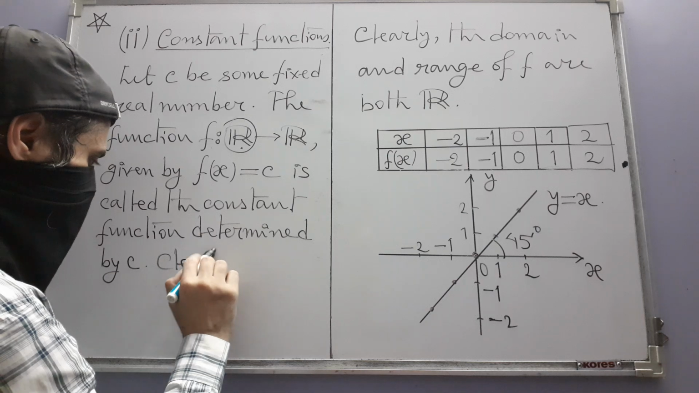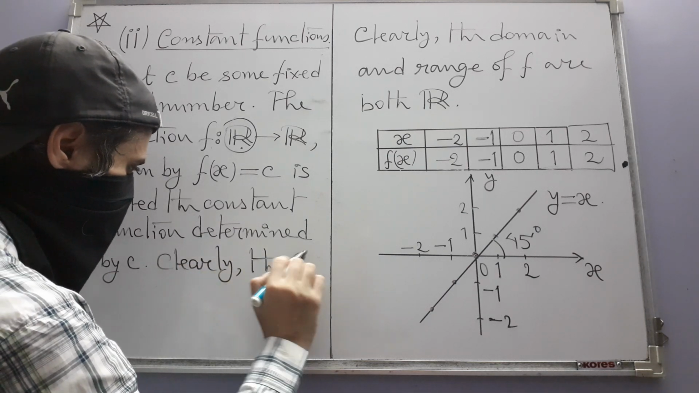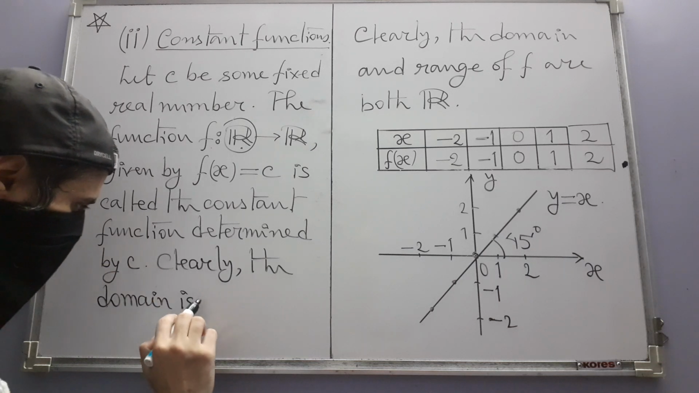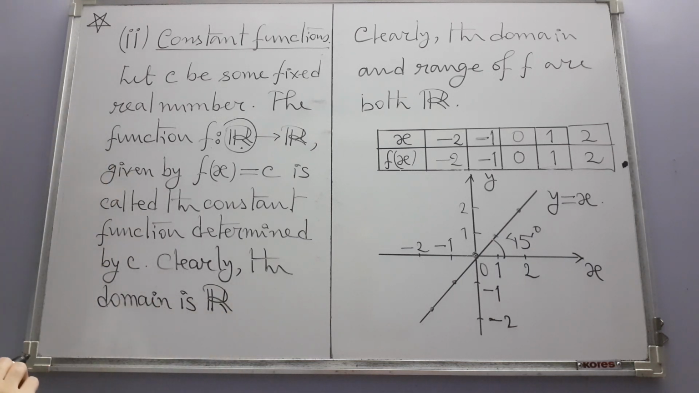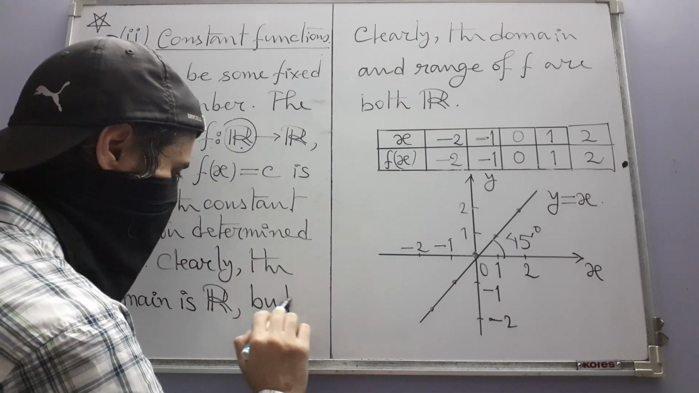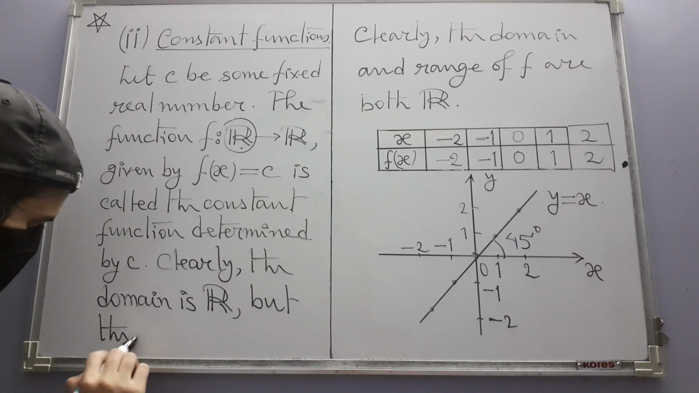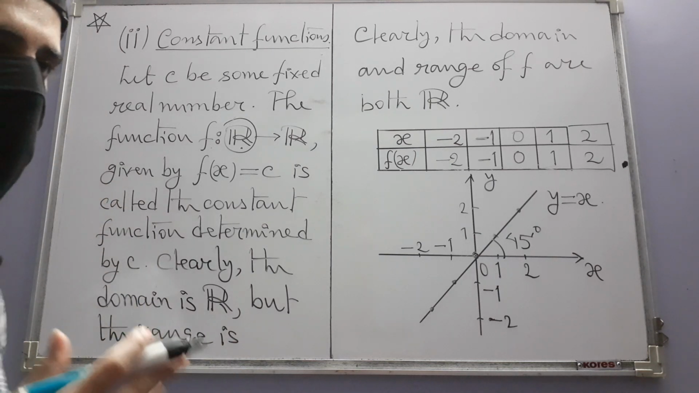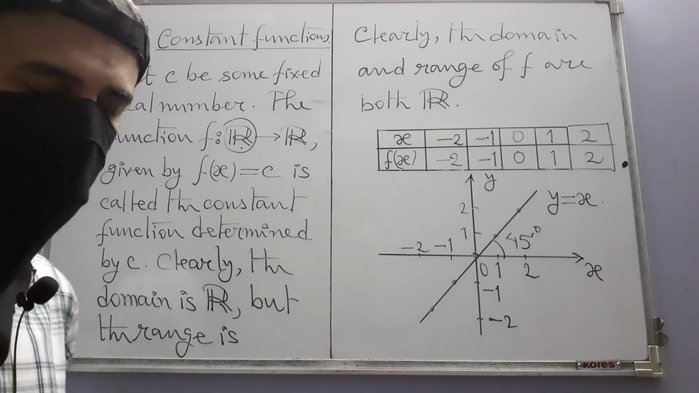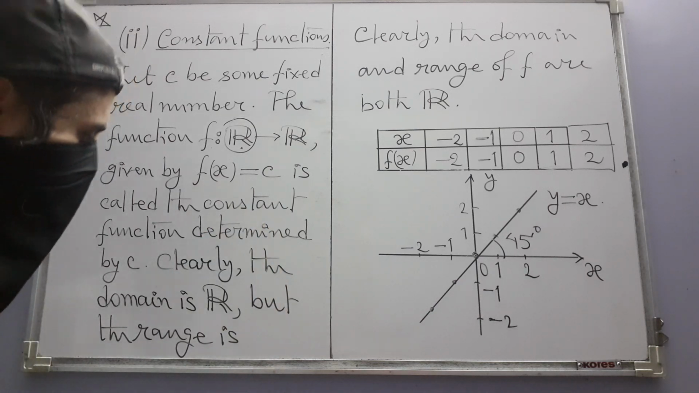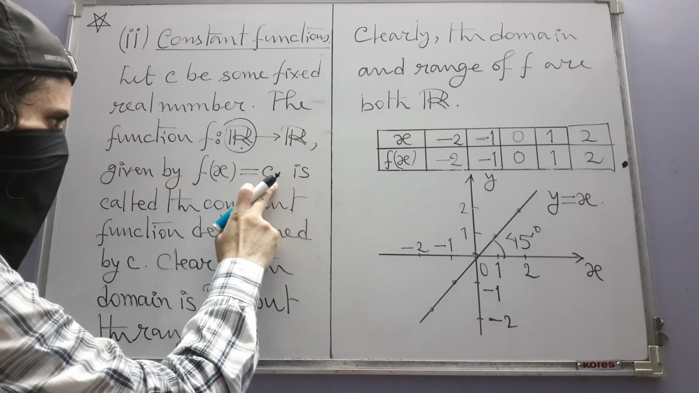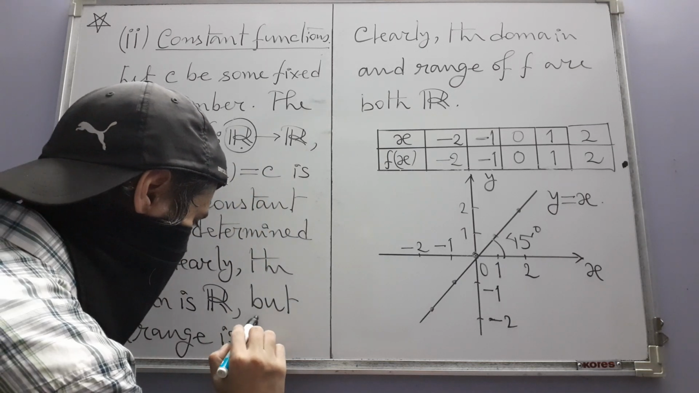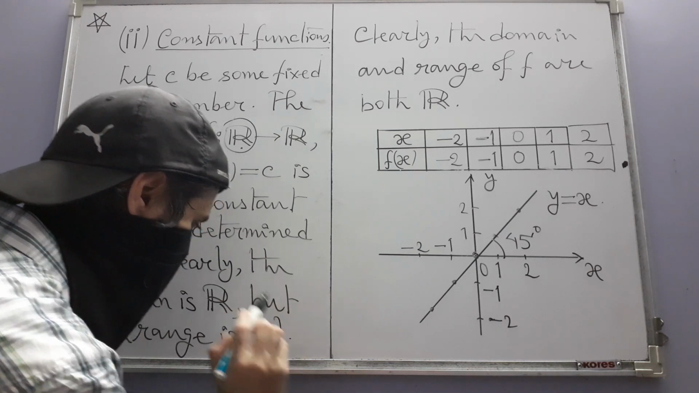Clearly, the domain is R, but the range is nothing but the set of all outputs. The domain is the set of all inputs. Here the only output is C. No matter what your input x is, the only output is C. And that is why the range is the singleton set {C}.